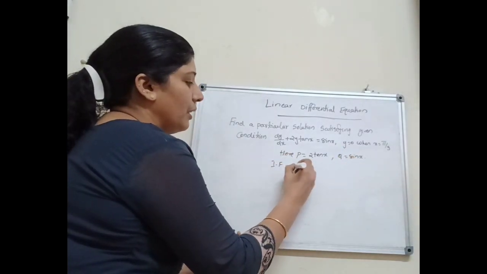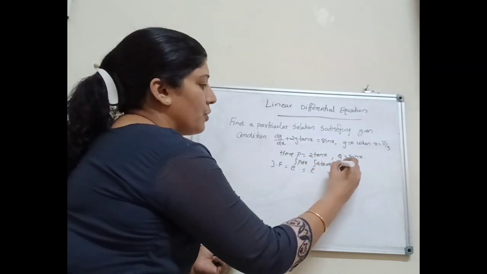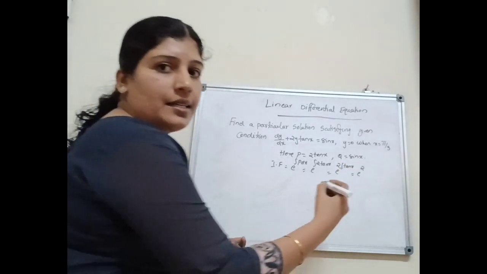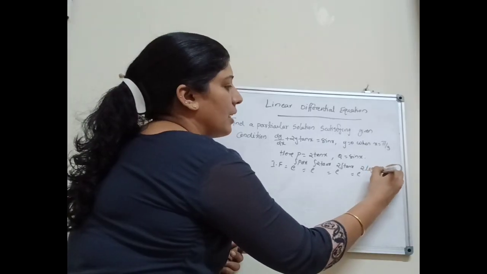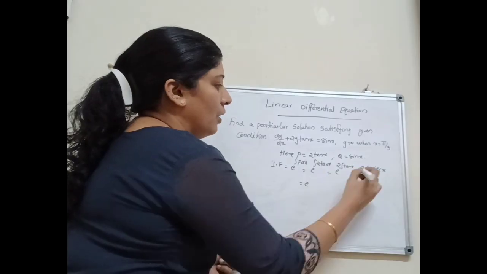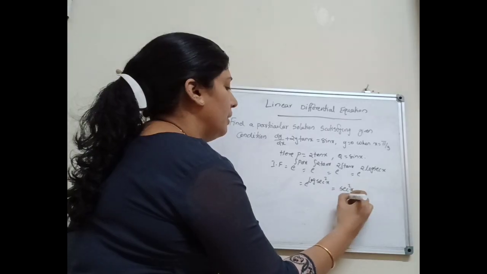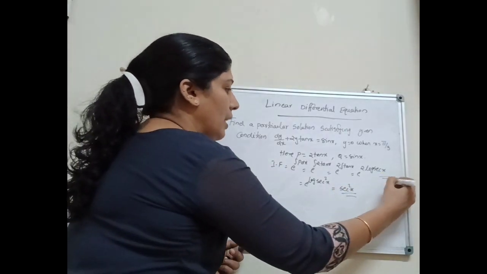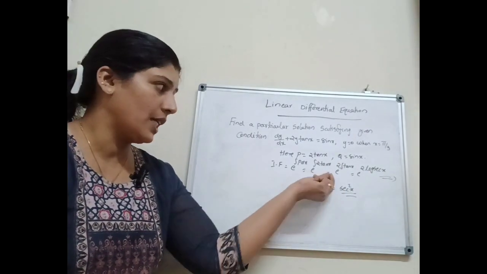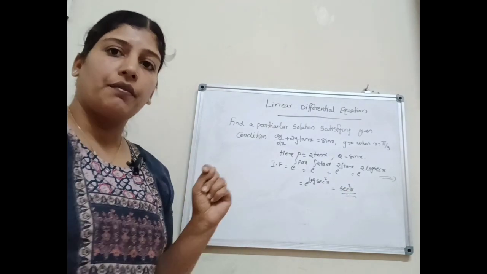Integrating factor equals e raised to integral p dx, that's equal to e raised to integral 2 tan x, that's equal to e raised to 2 into integral tan x, that is equal to e raised to 2 into integral tan x, which is log sec x. That is e raised to 2 log sec x, which means what? e raised to log sec square x, that is equal to sec square x. Therefore, the integrating factor is sec square x, that is e raised to 2 log sec x can be written as e raised to log sec square x, that is equal to sec square x, the integrating factor.